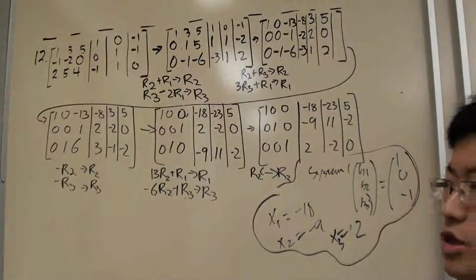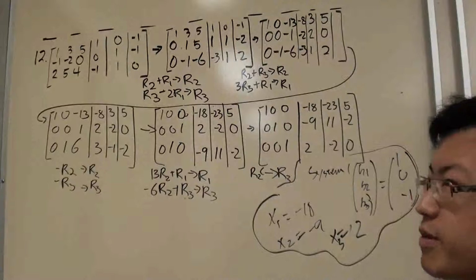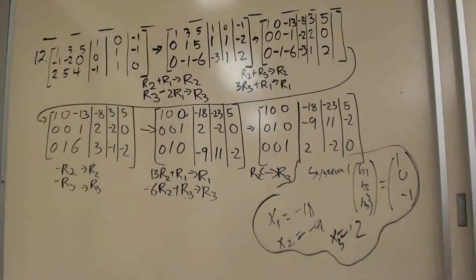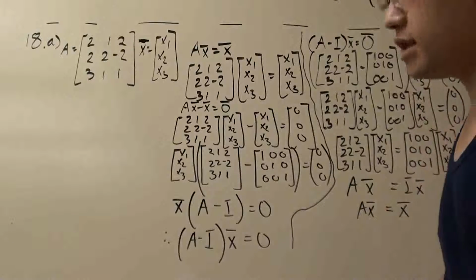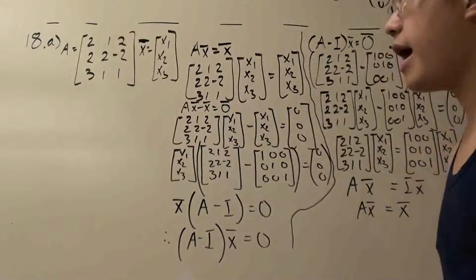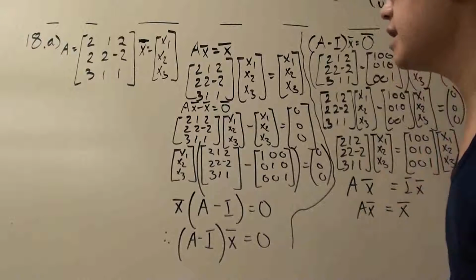That was unusually fast. Maybe I should be doing it this way from now on. But nonetheless, that's 12. We will get to 18. So this is question 18, A and B, that we're going to discuss.